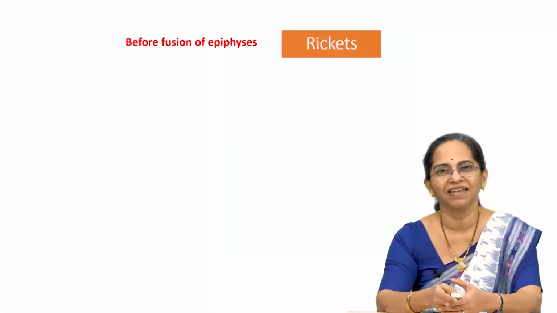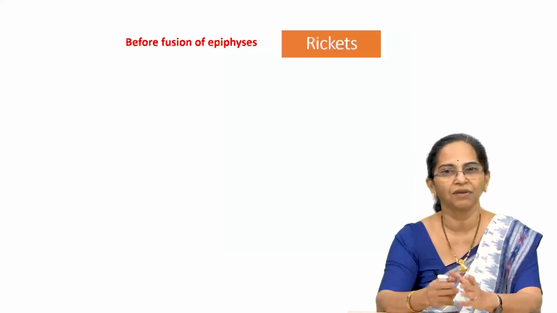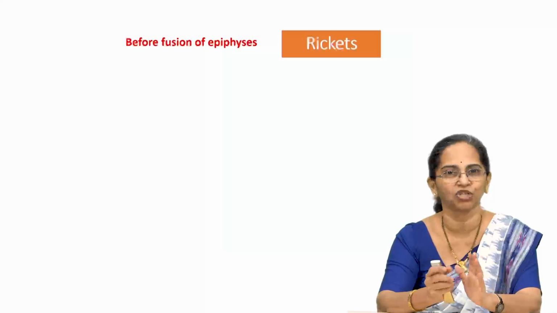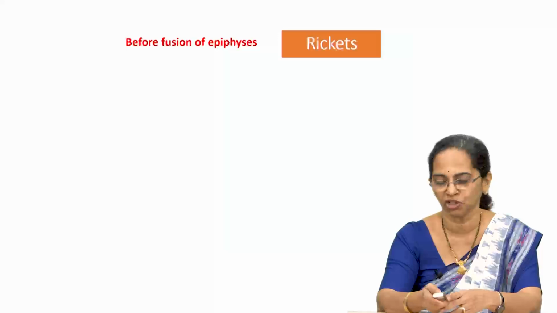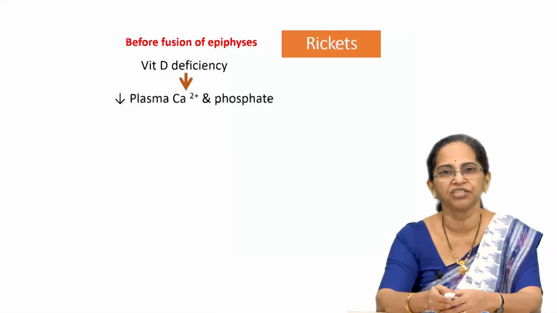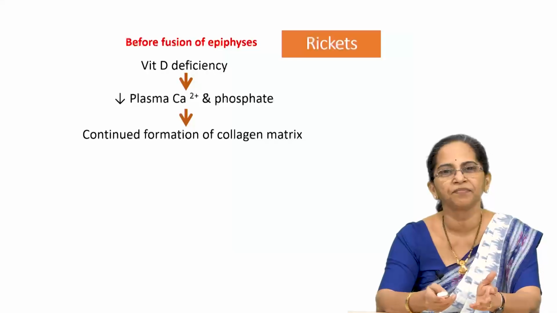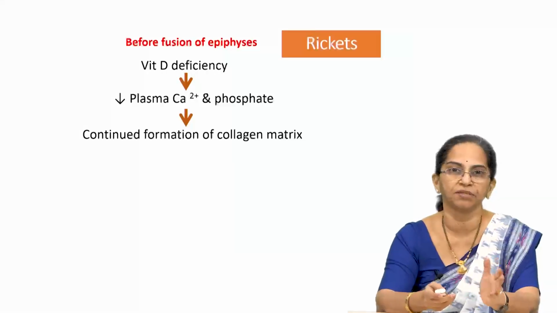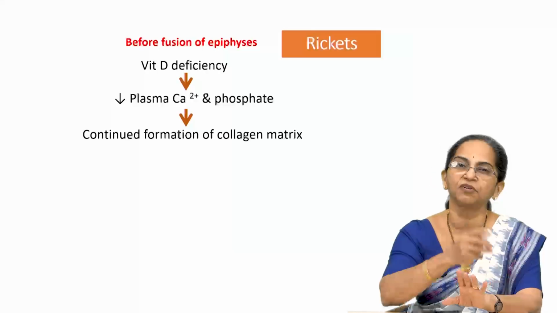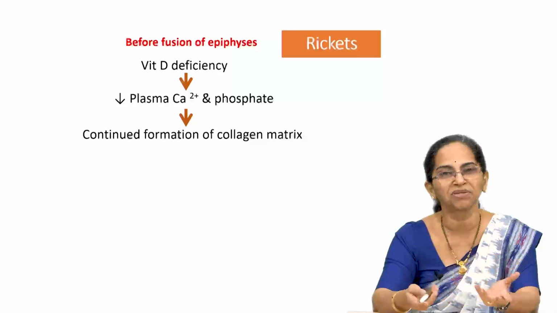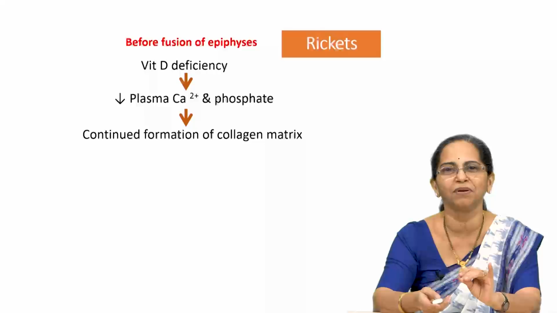So, let us quickly recap and understand why certain features come in rickets. This is happening when the bone fusion or epiphyseal fusion has not taken place. So, it could be an infant, a toddler or small children. Vitamin D deficiency: plasma calcium and phosphate levels are dropping because there is no vitamin D. There is continuous formation of collagen matrix happening because it is a growing bone. Collagen is there, but calcium and phosphate is not depositing. What happens to the quality of the bone? The bone becomes very soft. We call them soft pliable bones.